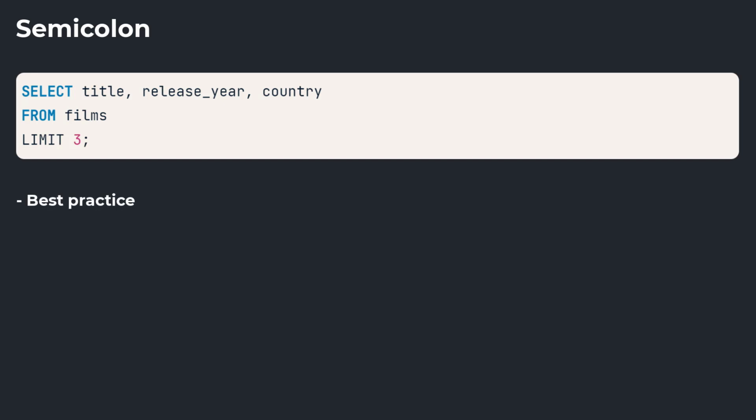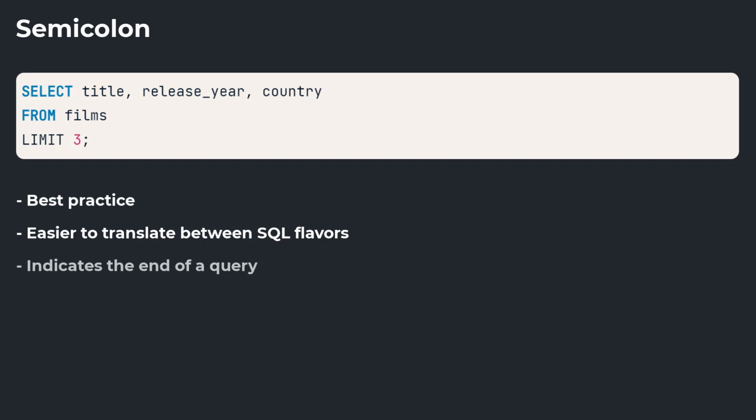First, some SQL flavors require it, so it's a good habit to have. Including a semicolon in a PostgreSQL query means that the query is more easily translated to another flavor if necessary. Additionally, like a period at the end of a sentence, a semicolon at the end of a query indicates its end, which is helpful in a file containing several queries.